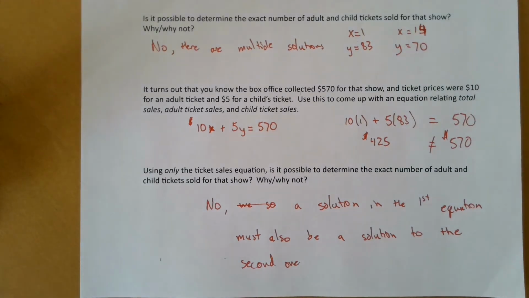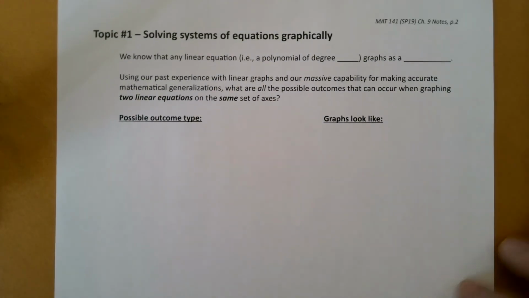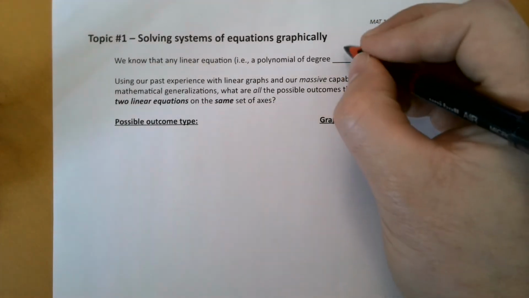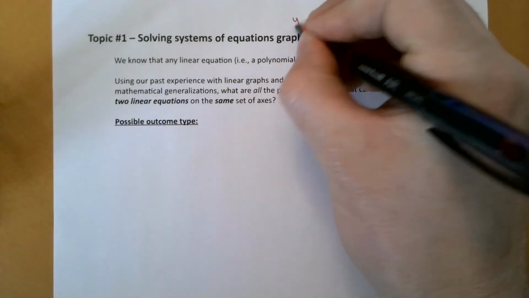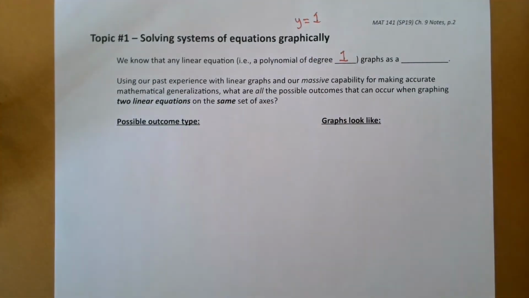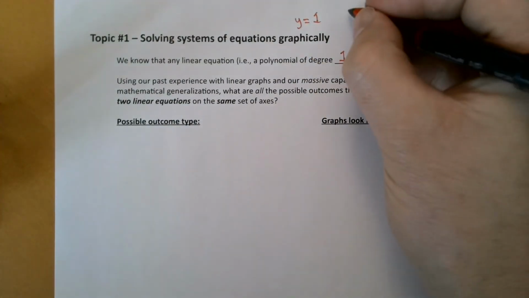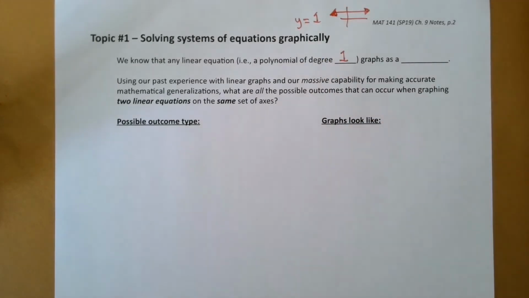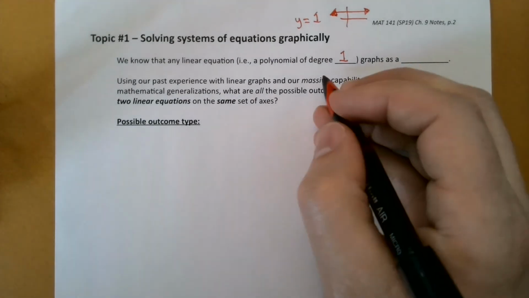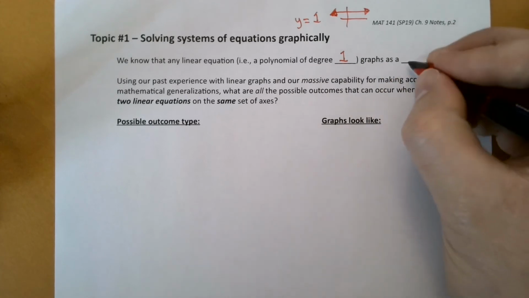So we're going to start with the most basic of systems. We're going to look at two linear systems, which happens to be that example problem we work with. So we know that any linear system has a degree of 1, excluding the case of, say, y equals 1, which is linear. That's this graph, and that has a 0 degree. And then we most often graph these as a line.